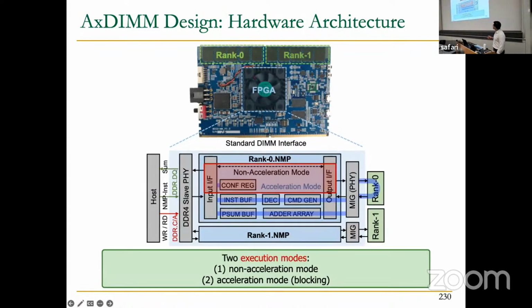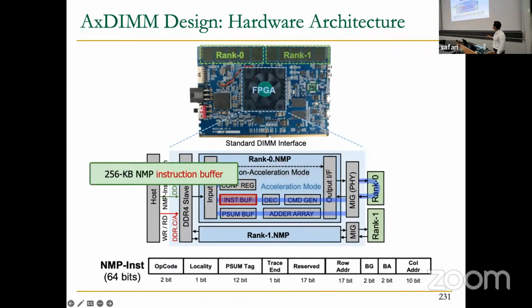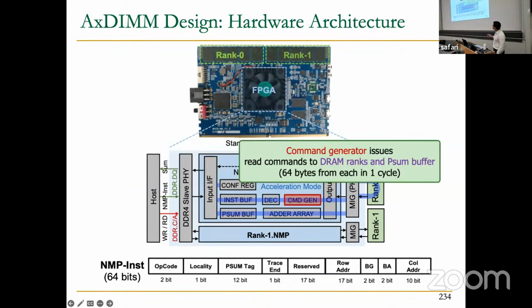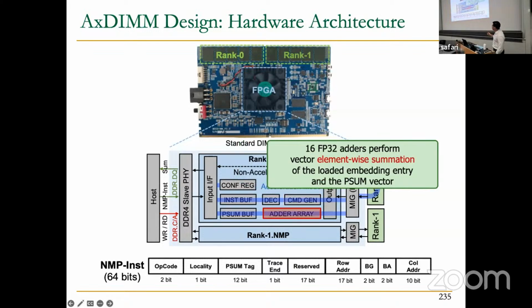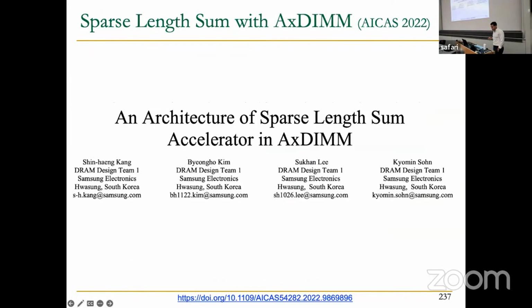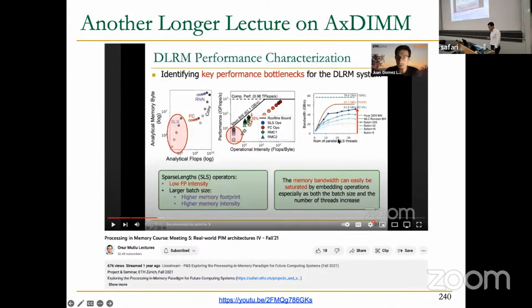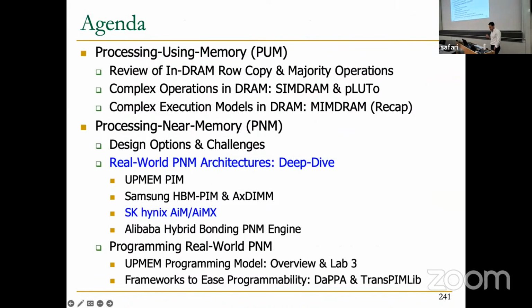I'm not going to explain in much detail the design of this, but what is important for you to know is that this is a custom fabric, so you can actually implement whatever you want. But since they are interested in recommendation systems, what they implement is this. The important key component is this adder tree array here, which is a SIMD-like processor that does the element-wise summation required for recommendation system processing. They also use this architecture to accelerate other things like sparse length sum and also database operations. And again, if you are interested in this architecture, I invite you to check Juan's lecture on that.